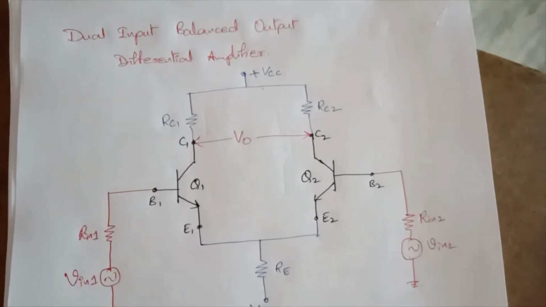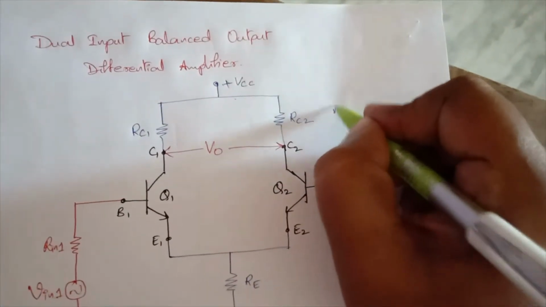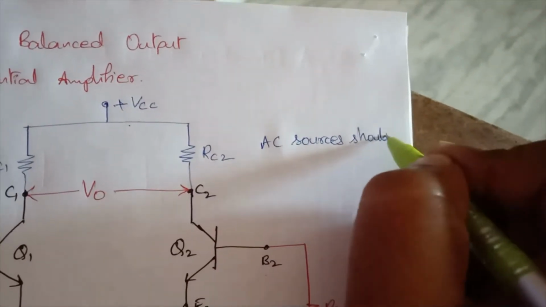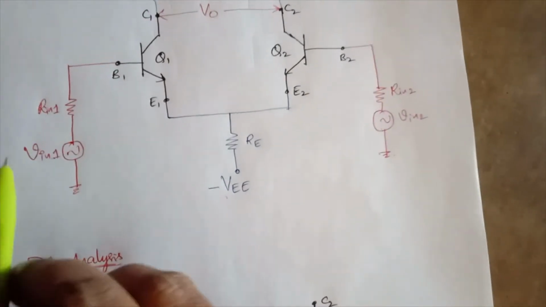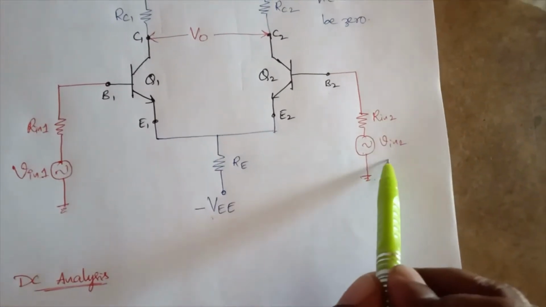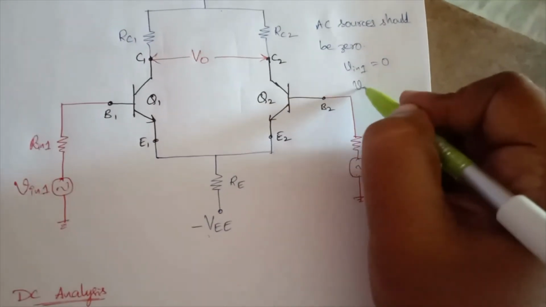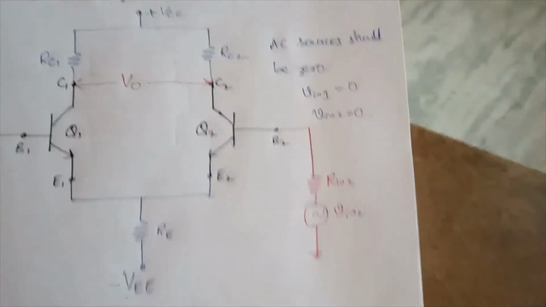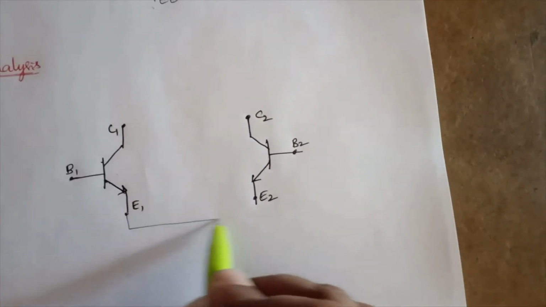For DC analysis, we already know that the AC sources should be 0. In our circuit we have two AC sources, one is V in 1 and the other is V in 2. So make V in 1 equal to 0 and V in 2 equal to 0. Then redraw the circuit. For DC analysis we take the same transistors as they are and consider the two DC sources as they are.